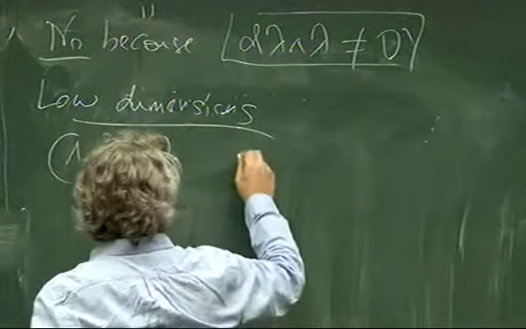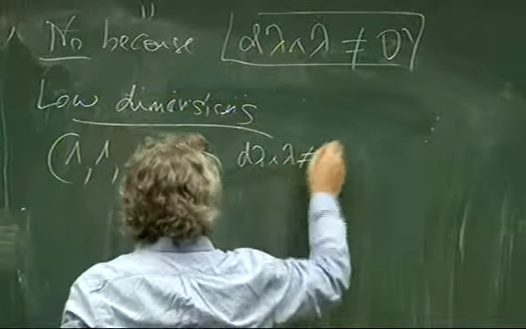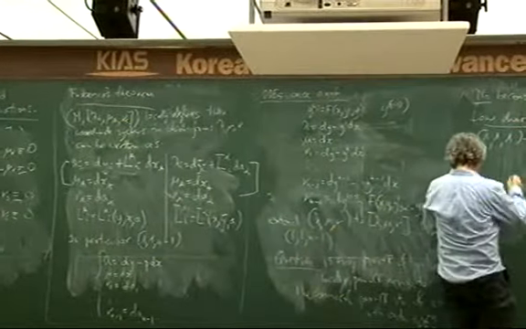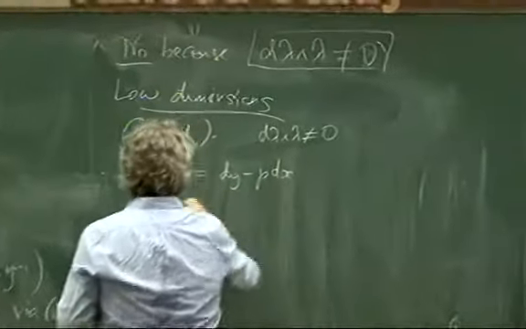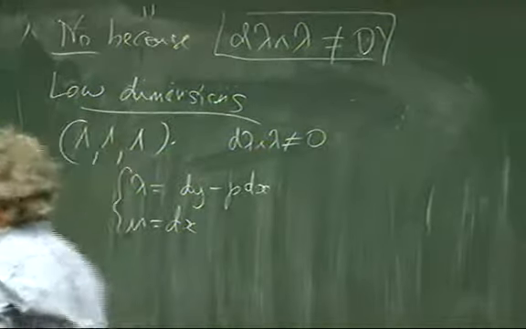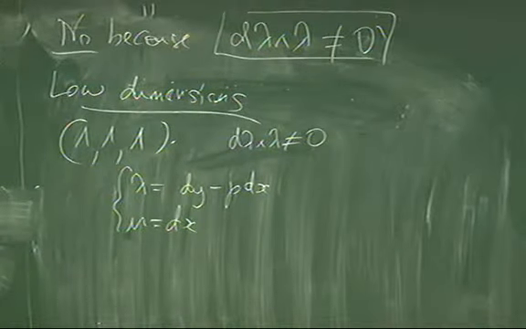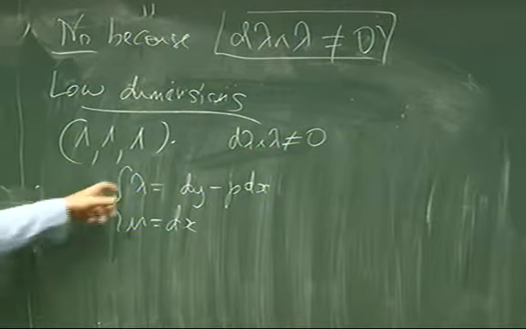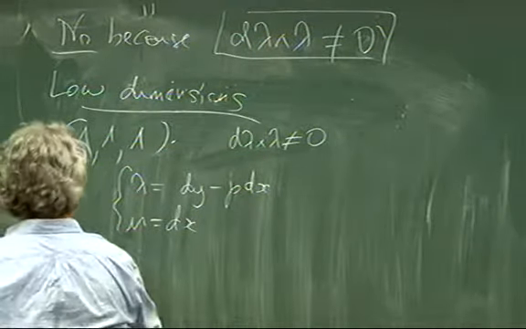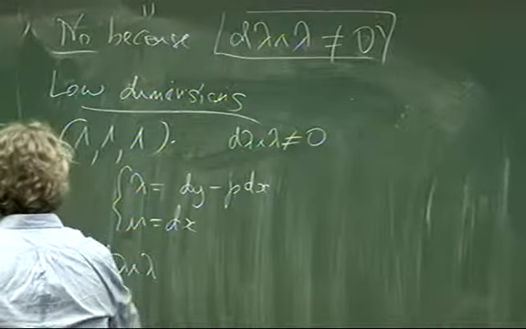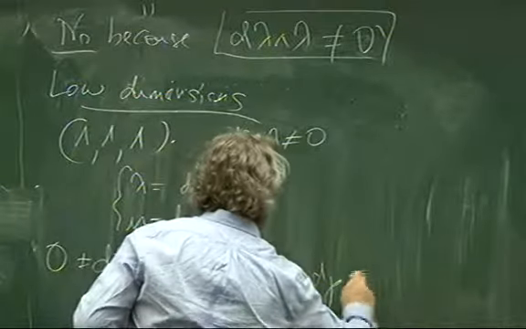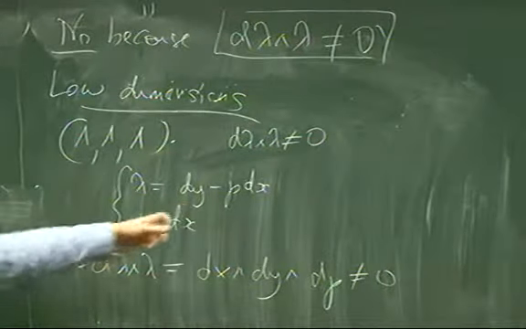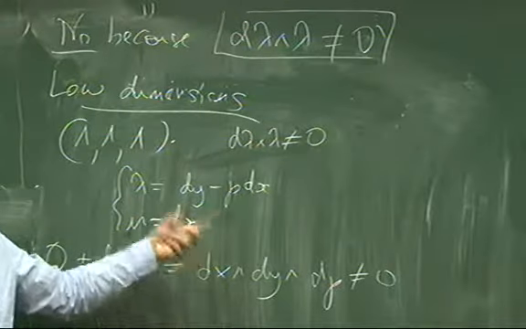So I assume that my dλ, with λ not equal to 0, then I use this representation, and I can represent my λ to be dy minus p dx, my μ to be dx, by this thing here, or by the comment here. Because of this condition, I have dλ not equal to 0, I get that dx ∧ dy ∧ dp is not equal to 0, therefore this function p can be considered the next coordinate on this three-dimensional manifold.